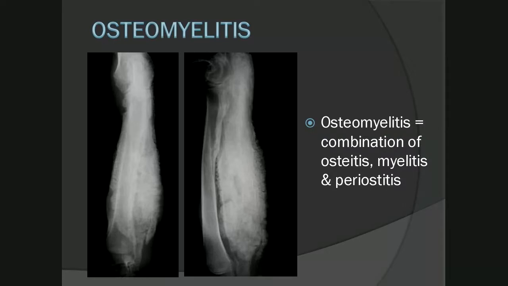Osteomyelitis, the term used for infection of bone, refers to a combination of osteitis, or infection of the cortex, myelitis, infection of the medulla, and periostitis, infection of the periosteum. In small animals, it's not needed to differentiate between the three of these because infection generally involves all three compartments.